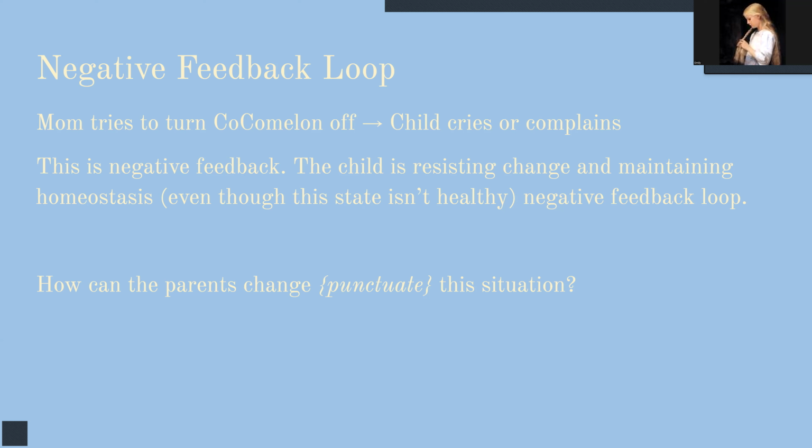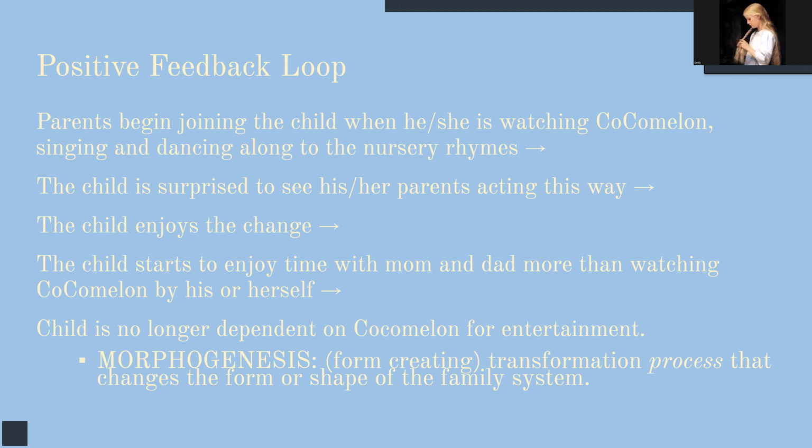Mom wants change. Child cries, complains, stamps that out. There is no change, negative feedback loop. So how can the parents push for change? How can they punctuate the situation? And punctuation means go into the loop and change it. So we're going to implement a positive feedback loop.